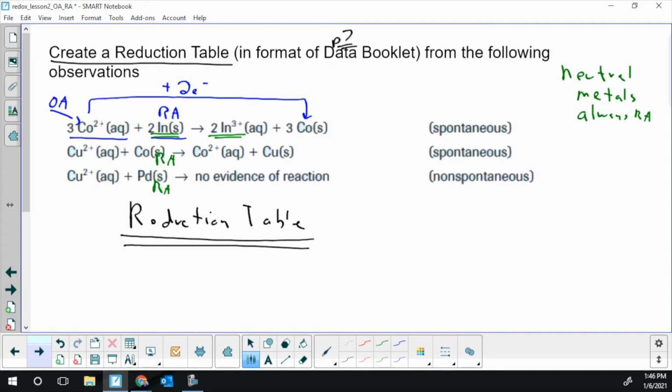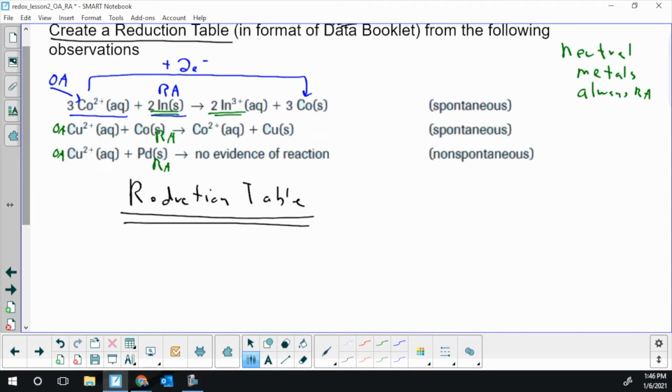Okay? The way this reaction was laid out, all the OAs were written first and all the RAs were written second. So now I can start building a table. I know my OA, I know my RA. It was spontaneous, so the oxidizing agent has to be above the reducing agent. I'm going to start writing that as an equation.